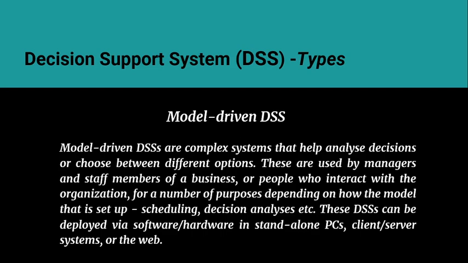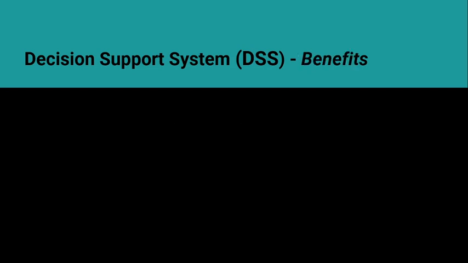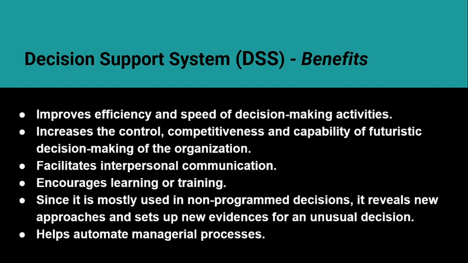Right? So, these are the 5 major or important types of decision support systems. Now, let us see next the benefits that this type of system, this DSS, can provide the users. First, it improves the efficiency and speed of decision making activities, as the manual intervention in taking the decision can be avoided.